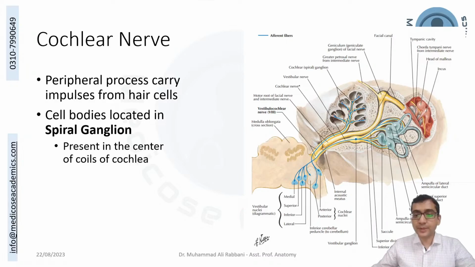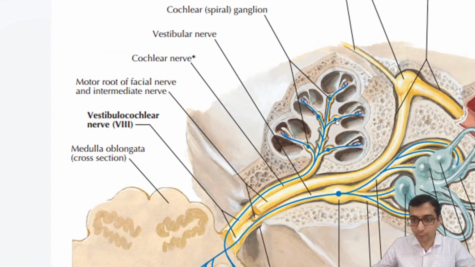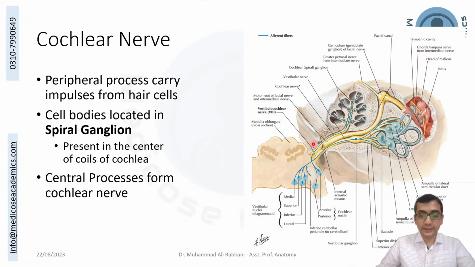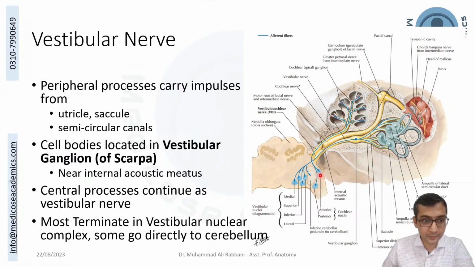And as you can see from this picture, these are bipolar cells. The dot is showing the cell body. This is the peripheral process, this is the central process. The peripheral process is getting signals from the hair cells of the organ of Corti, and the central fibers make up the cochlear nerve, and they will end in the two cochlear nuclei inside the brainstem, anterior and posterior cochlear nuclei.